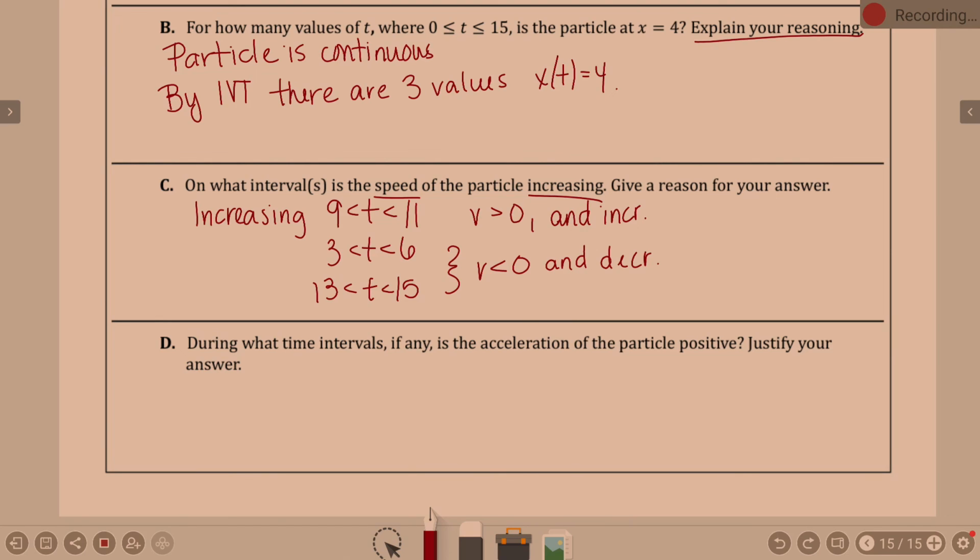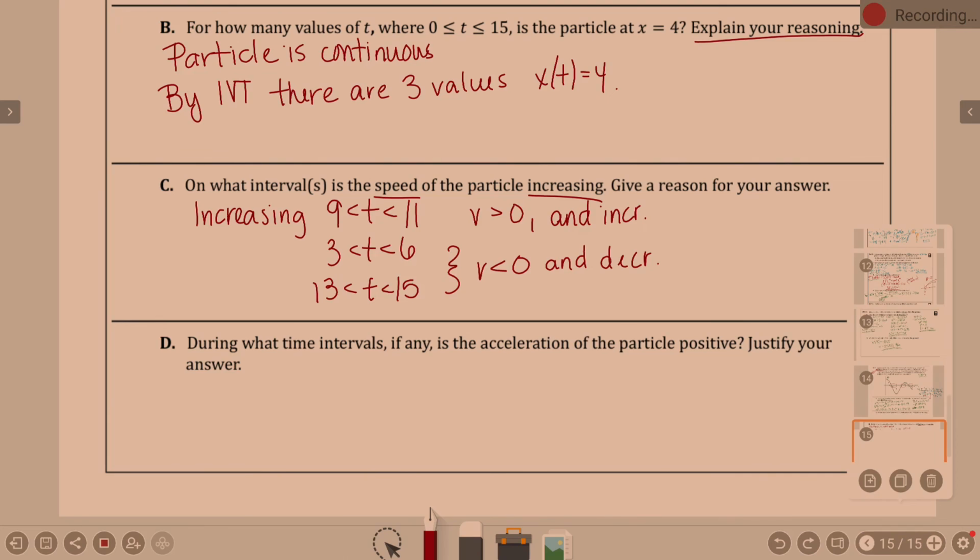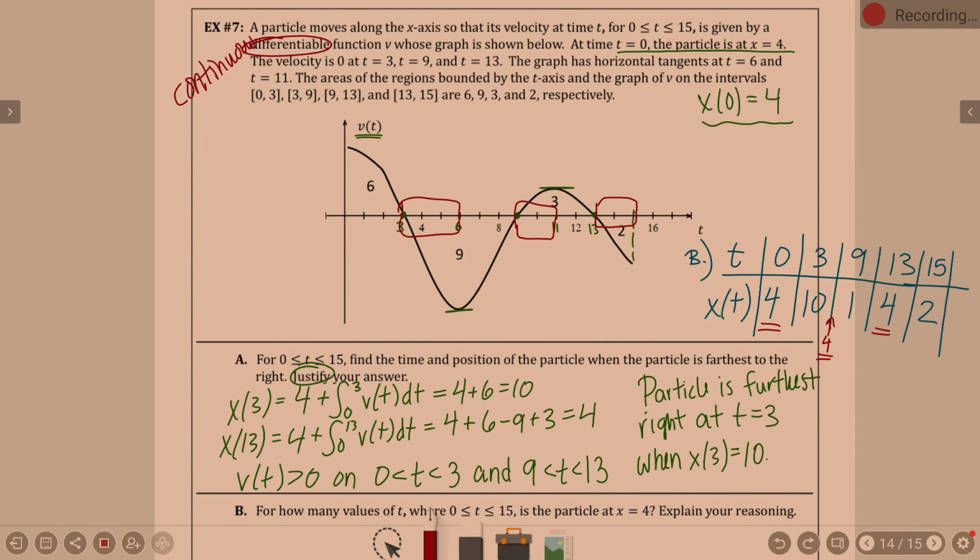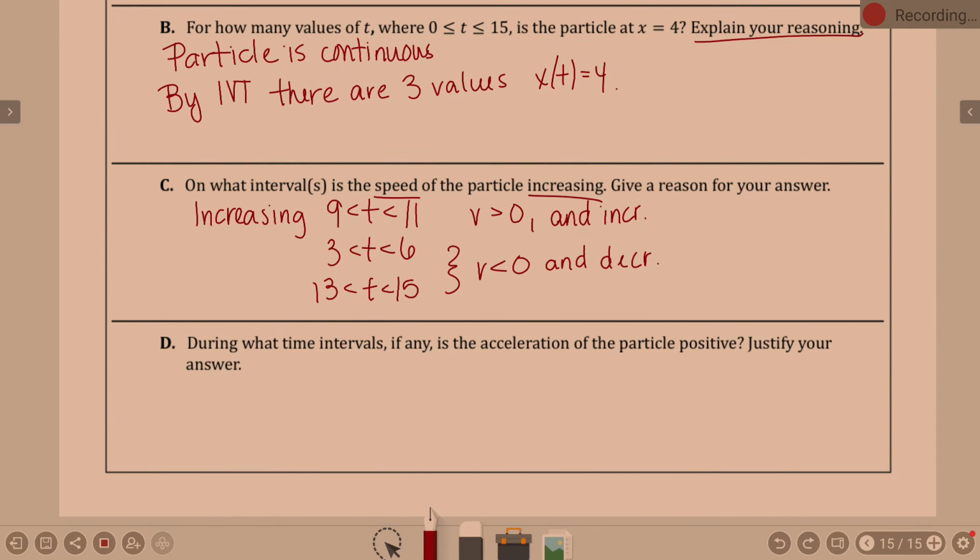And one last question. Acceleration is positive when? 6 to 11, right? Because acceleration is the slope of my velocity graph, so 6 to 11. So acceleration is positive when velocity is increasing. Basically when v prime of t is greater than 0, and that was 6 to 11.